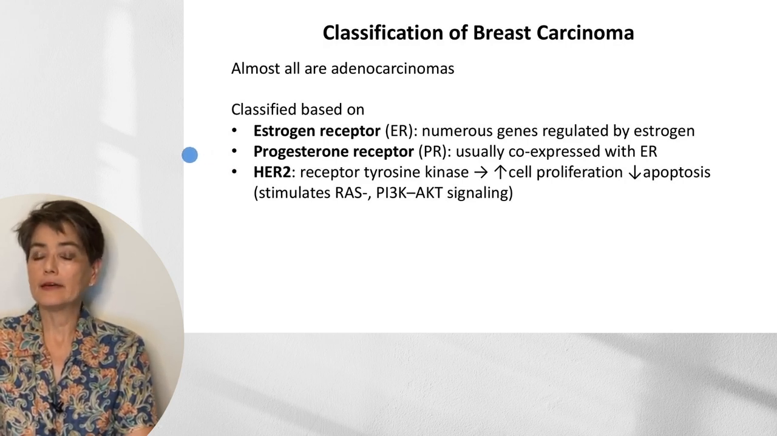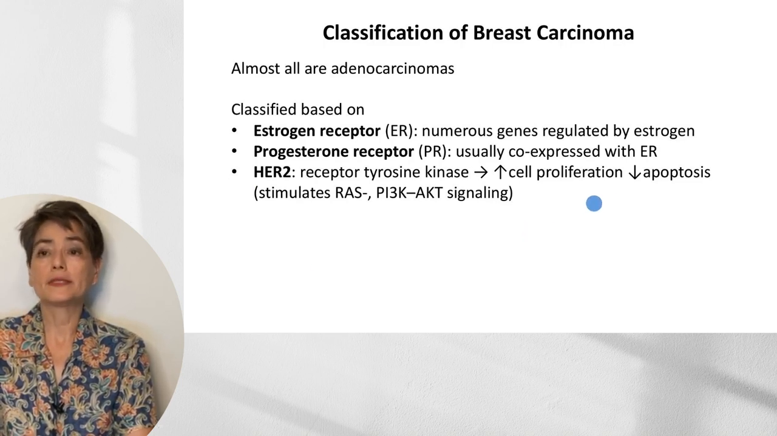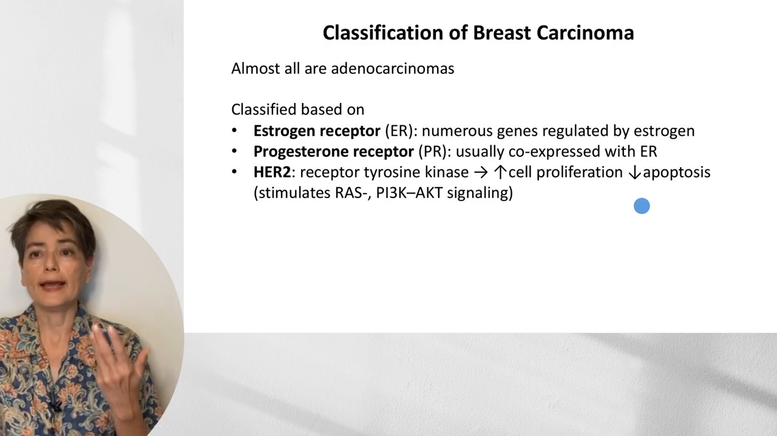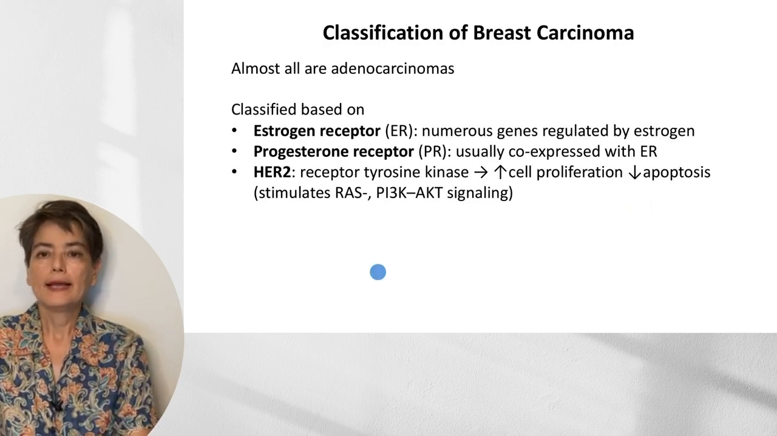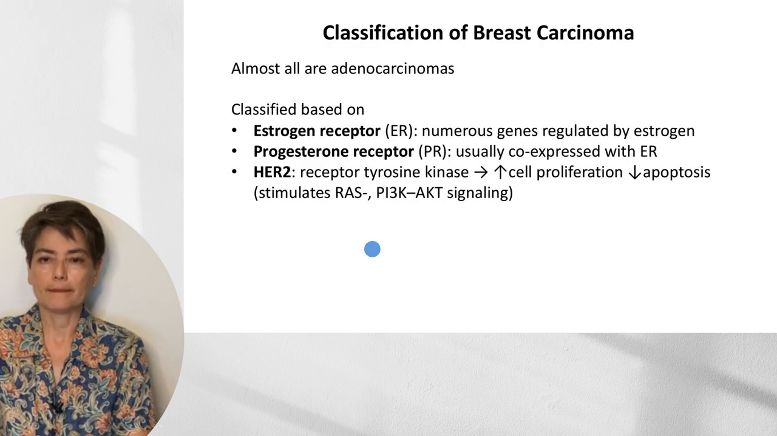We don't typically give chemotherapy that blocks progesterone receptor. We focus more on estrogen. And then the third protein we look at is HER2, which is a receptor tyrosine kinase. And what it does is it increases cell proliferation while decreasing apoptosis, which is going to take us to a higher proliferative state. And it does this through stimulating RAS and PI3K AKT signaling.